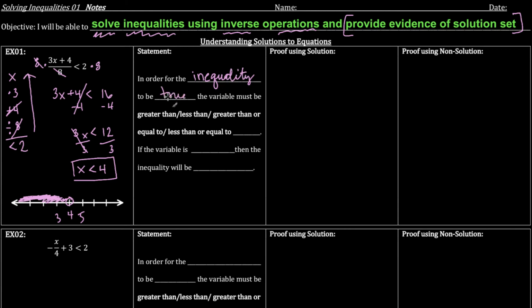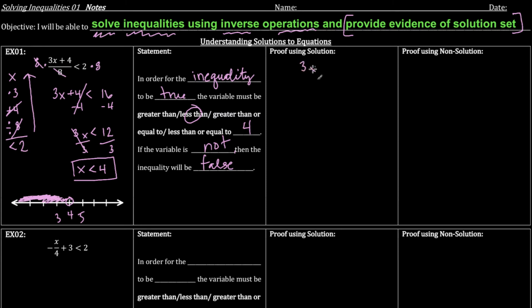Remember on the work, you don't have to write this entire statement out. You just have to write the parts that you fill in or circle. So in this one, in order for the inequality to be true, the variable must be less than 4. If the variable is not, then the inequality will be false. So let's prove that the variable must be less than 4.